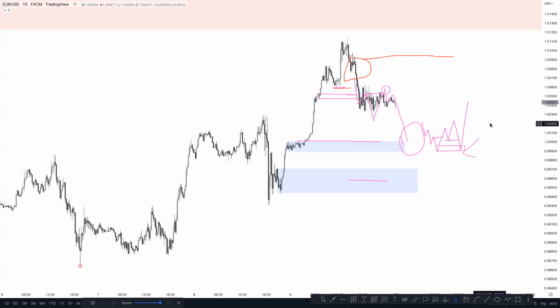Okay. So price creates a higher high, we can look for sell entries, short term sells. Yes, but those trades are counter trend, and they are a little bit risky because you are trading against the major trend.